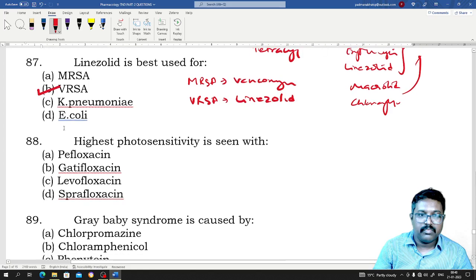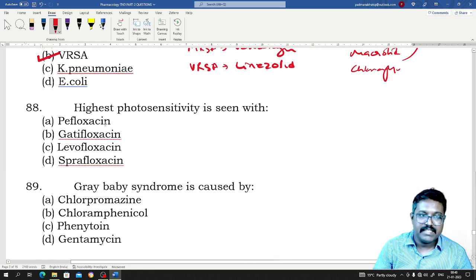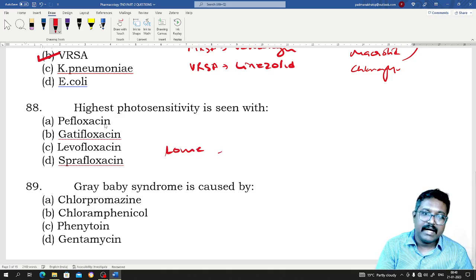So highest photosensitivity is seen with which of the following drugs? Which of the following fluoroquinolones. So please remember, it is your lomefloxacin and the sparfloxacin. Sorry for the spelling mistake here. Sparfloxacin. So lomefloxacin and sparfloxacin have got the highest photosensitivity reaction. Here the answer is option D.